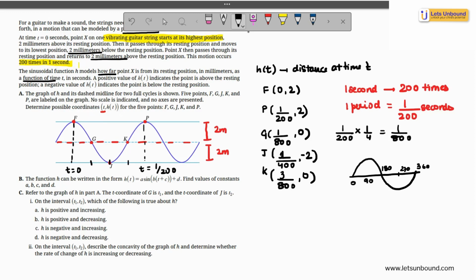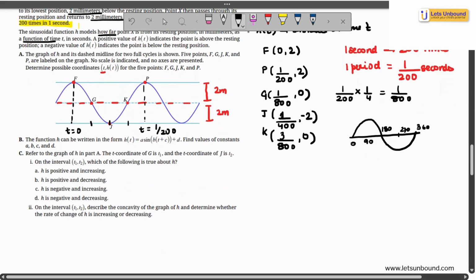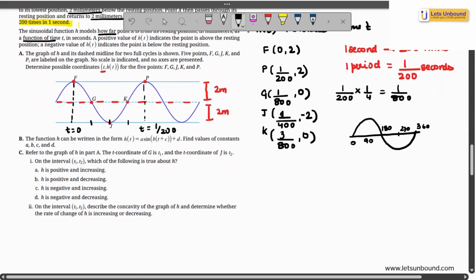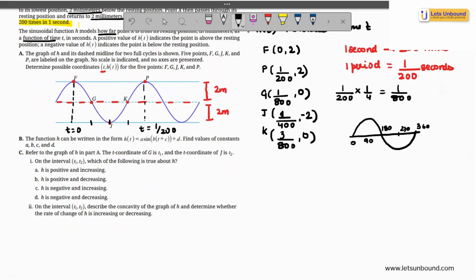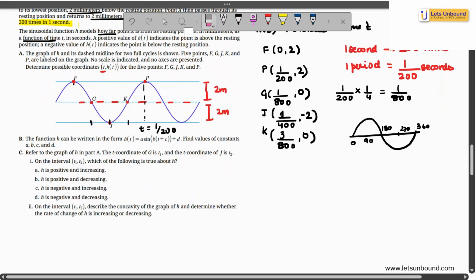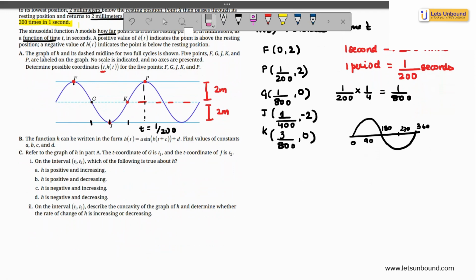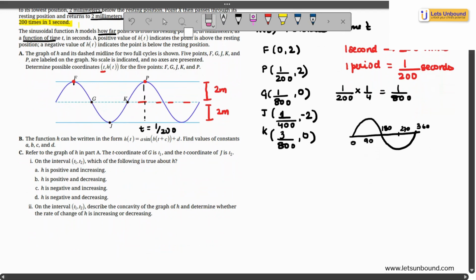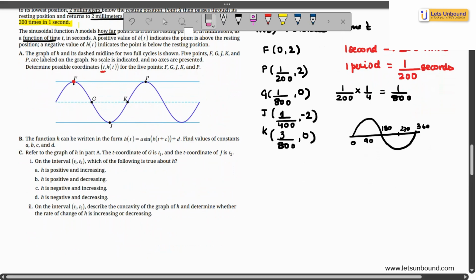Let's read through the B part. Now it says the function can be written in the form h(t) equals a sine bt plus c, plus d. We have to find out the values of the constants a, b, c, and d. Now, if you know a sinusoidal function clearly, you would know that A represents its amplitude, B represents its period, and C and D are for translations, horizontal and vertical.